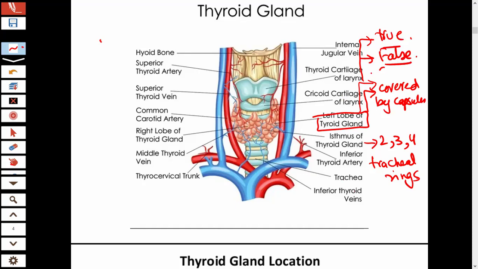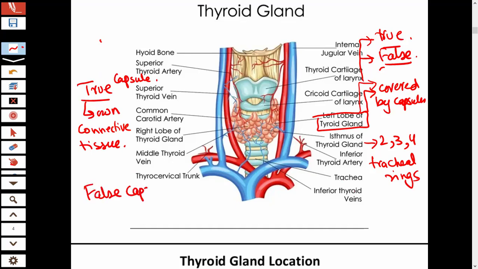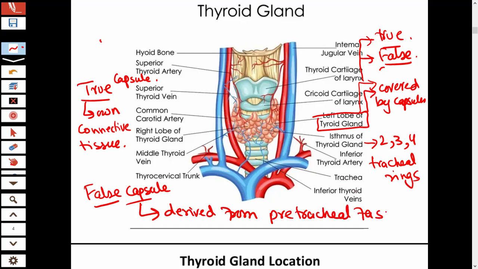Please remember, what is the true capsule? It is the own connective tissue of the thyroid gland. The own connective tissue of the thyroid gland is known as the true capsule. The false capsule of the thyroid gland is very important. Why? Because this false capsule is derived from the pretracheal fascia.